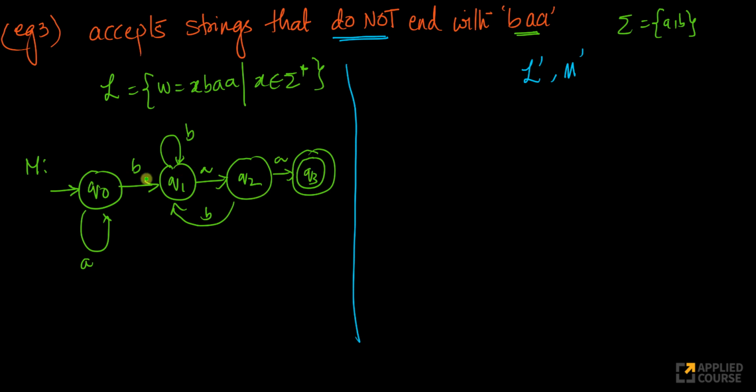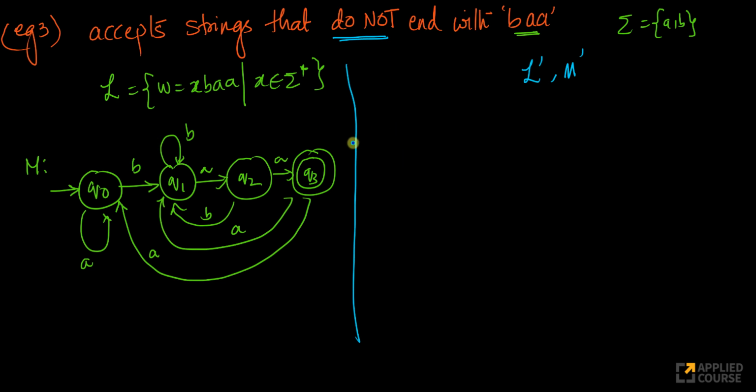Now what about this? Suppose I'm here, so BAA, if I see a B again, I should go back here. If I see an A again, I have to go back to this. Okay, so this is my automata. This is my M, right? Very simple. What will my M dash look like?